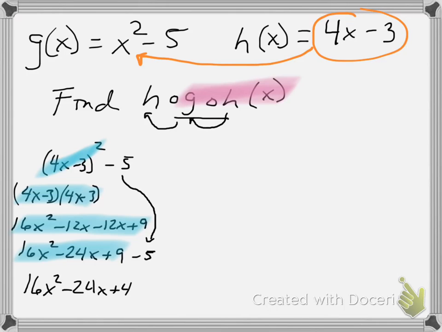All I did was FOIL 4x minus 3, or distribute it. The blue area is the same all the way down. I've color-coded it for you. And then I had to bring that minus 5 down at the end because we don't want to forget about that. And so the pink highlighted areas are the same. g of x equals 16x squared minus 24x plus 4.